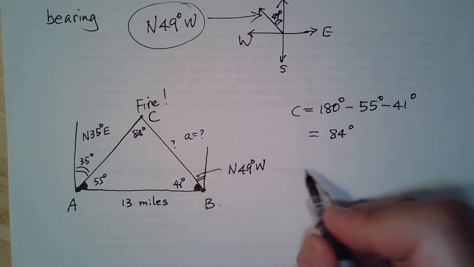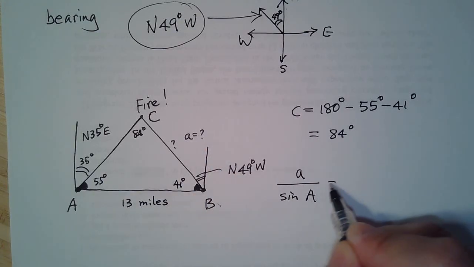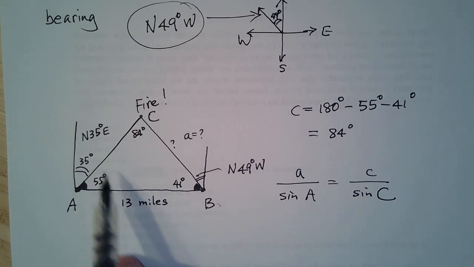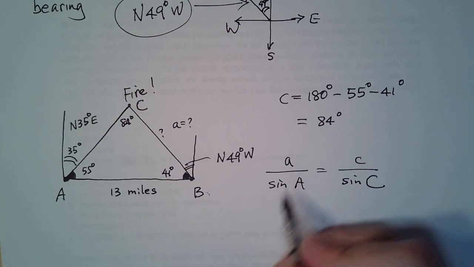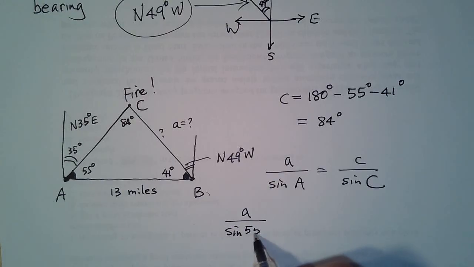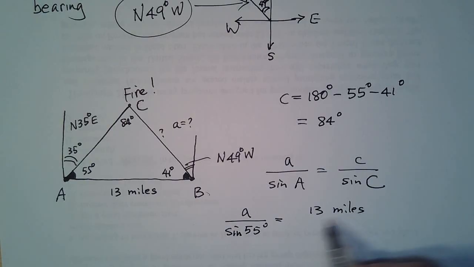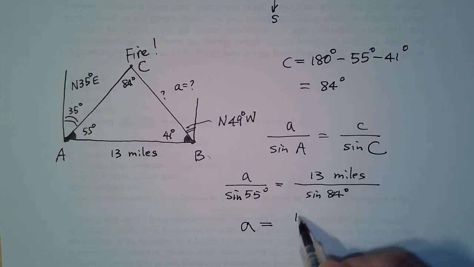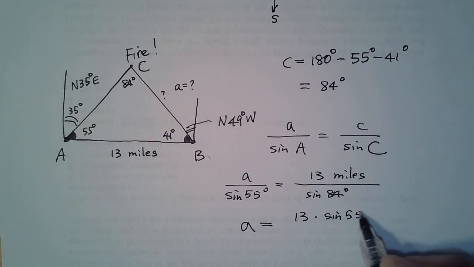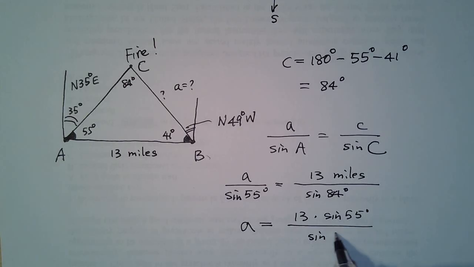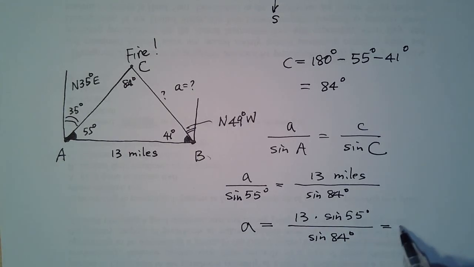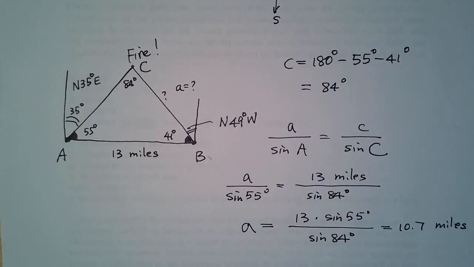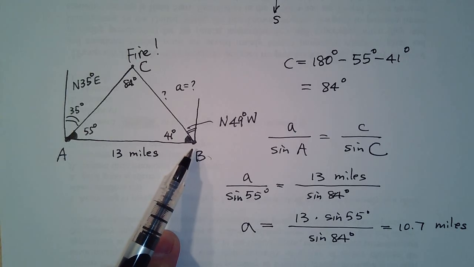I know angle. I'm looking for that. So I only need to say A over sine A equals C over sine C. I don't need to worry about that because they didn't ask me that. All right, now A is what we don't know. So A over sine 55 degree equals 13 miles over sine C, which is sine 84 degree. And you can find A because you multiply by sine 55 degree on both sides. Therefore, my A equals 13 times sine 55 over sine 84 degree. Okay, so you get 10.7 miles. Sounds good? This is the distance between the fire lookout station B and the actual fire.